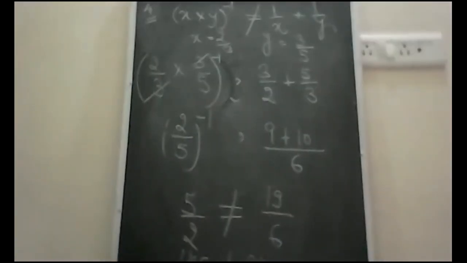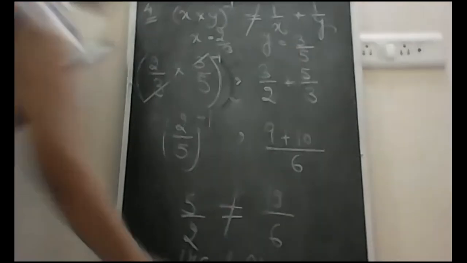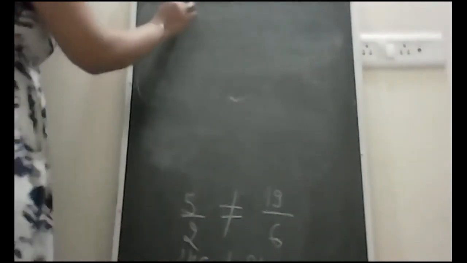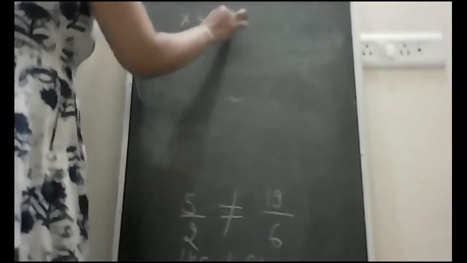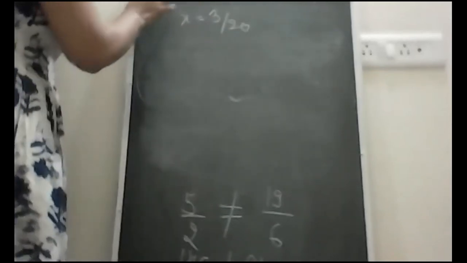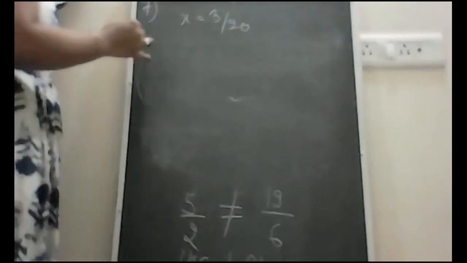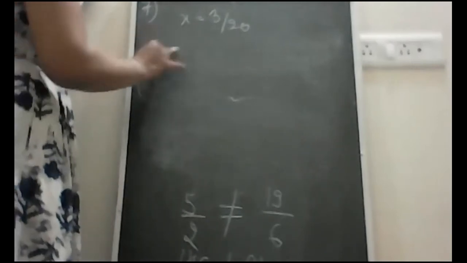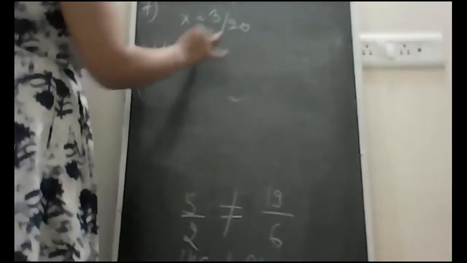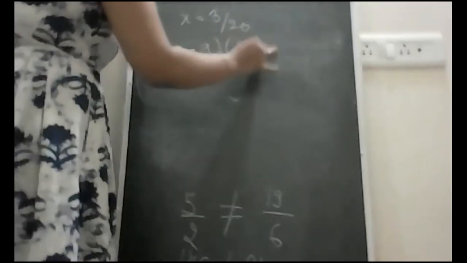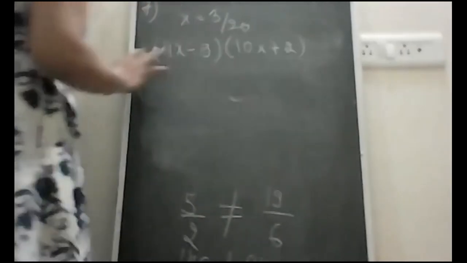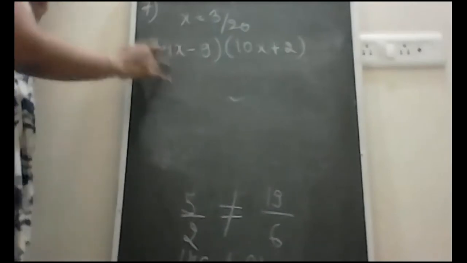See, question number 7 says that the value of x is 3 by 20. Let me begin this question and just tell you in brief. The value of x is given as 3 by 20 in question number 7 of the homework part, and you have to find the value of (4x minus 9) multiplied by (10x plus 2). You have to find the value of this expression.